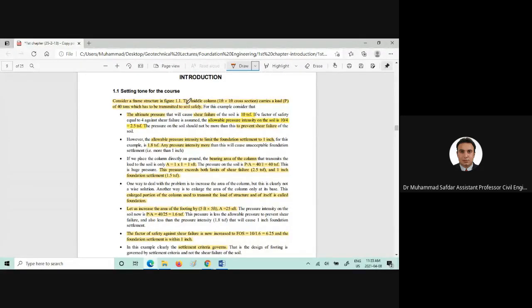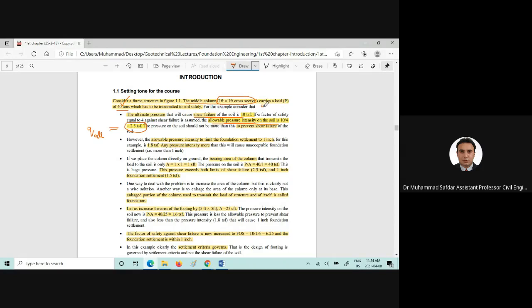So the middle column is 1 foot by 1 foot, and that load is 40 tons. Now the ultimate pressure that will cause the shear failure is 10 tons per square foot. Now, if we take the factor of safety equal to 4, the allowable pressure intensity will be 2.5 tons per square foot. So q allowable is equal to 2.5 tons per square foot.